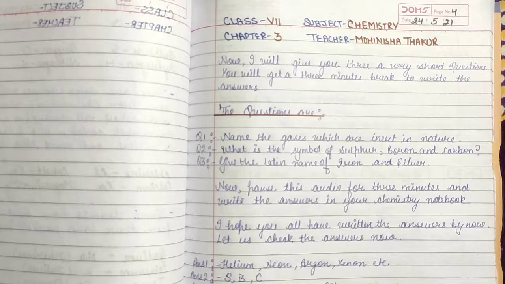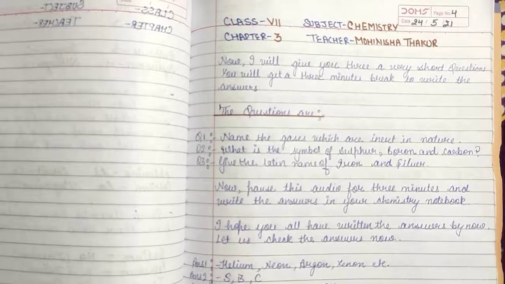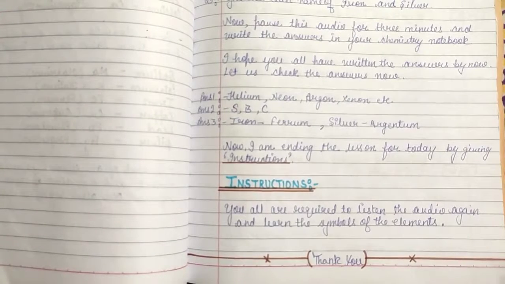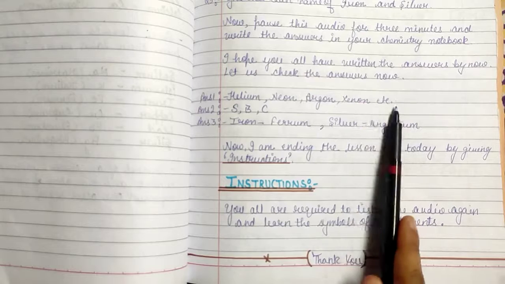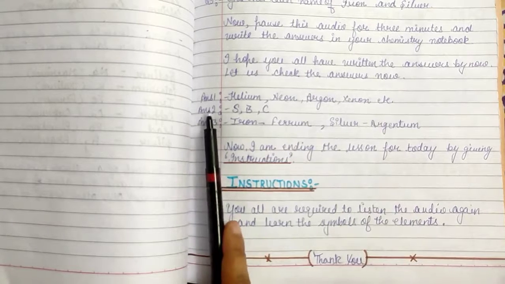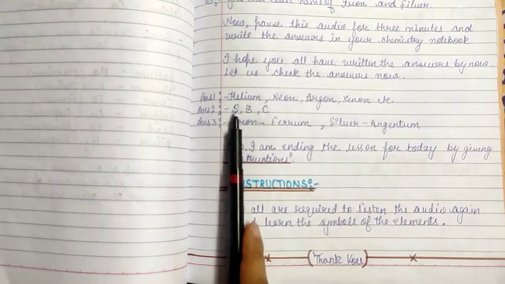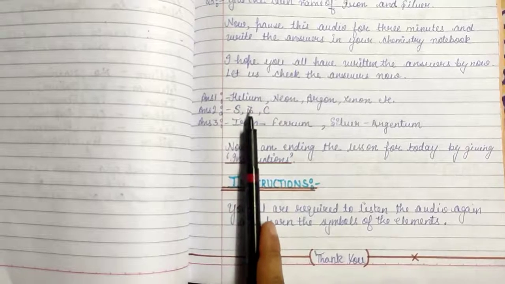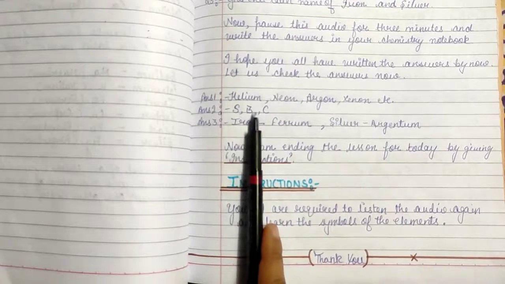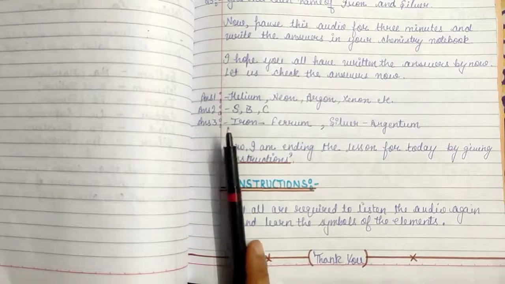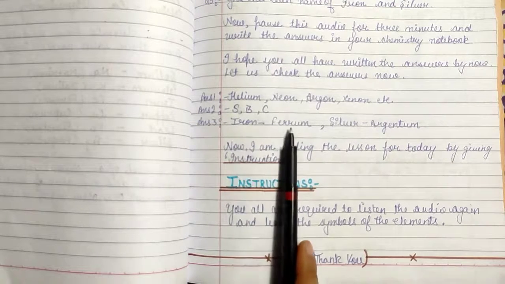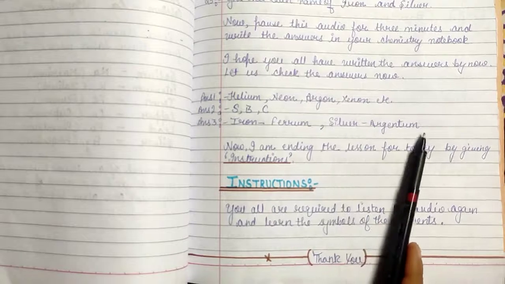I hope you all have written the answers by now. Let us check the answers now. Answer number 1 is helium, neon, argon, xenon, etc. Answer number 2, sulfur has the symbol capital S, boron has the symbol capital B and carbon has the symbol capital C. Answer number 3, the Latin name of iron is ferrum and silver is argentum.